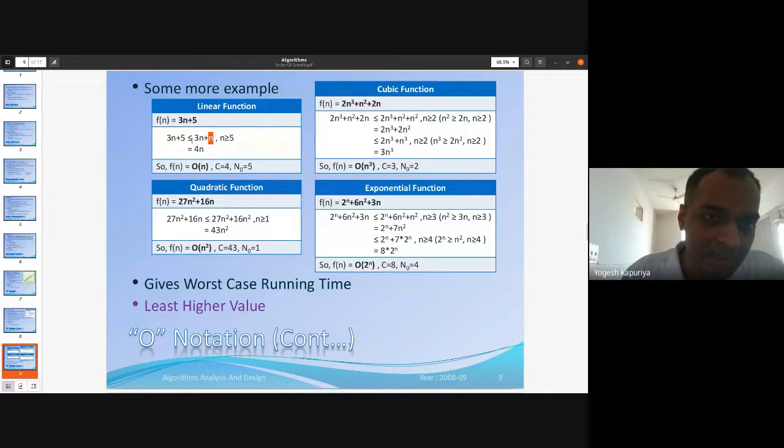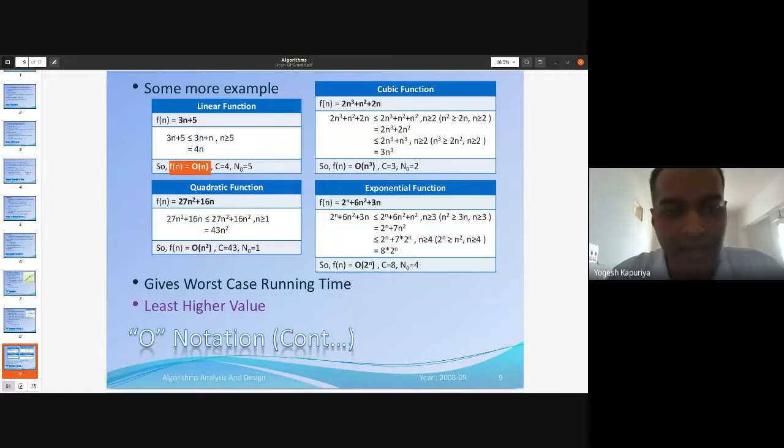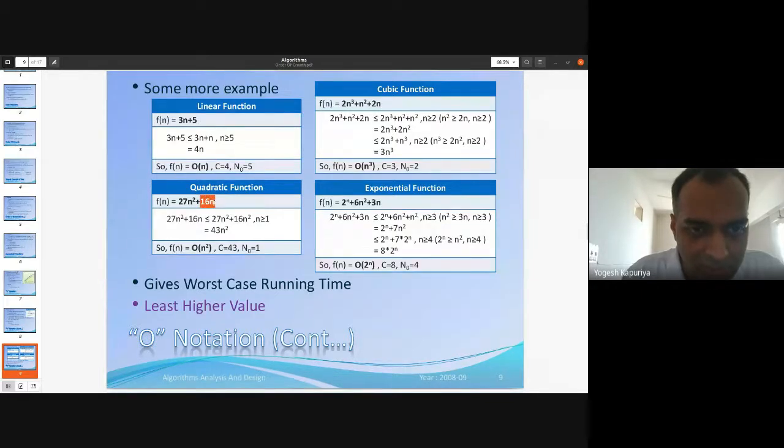But when can you replace this 5 with n? When your n is always greater than or equal to 5. So 3n plus 5 is less than or equal to this if your n value is greater than or equal to 5. Again 3n plus n is 4n. So now it sounds like fn is equal to c gn, where gn is n and c is 4 and the value of n0 is 5. So for this value of c and n0, you can say fn is equal to big O of n. For a quadratic function, you will do the same thing. You will have to replace this 16n.